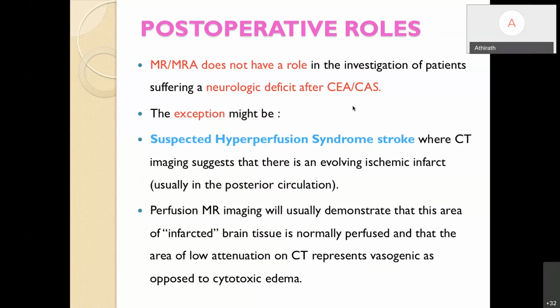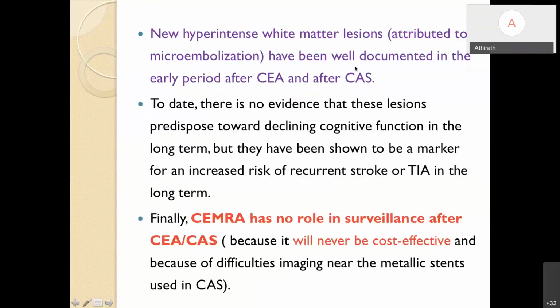Because whenever there is a hyperperfusion syndrome stroke, the problem with CT is that it shows it as an evolving ischemic infarct. But when you perform a perfusion MR imaging, you actually find that it is a normally perfused tissue. And what low attenuation you see on CT is actually a vasogenic edema as opposed to the cytotoxic edema. I'll discuss this in detail when we go to CT. Certain new hyperintense white matter lesions can be documented in the early period. That indicates there is some amount of microembolization.